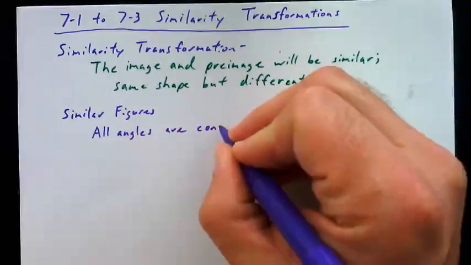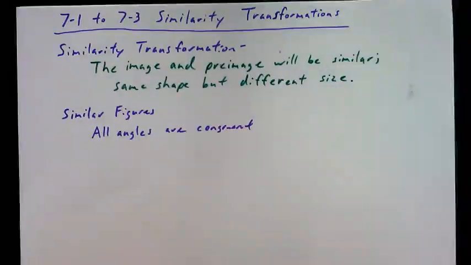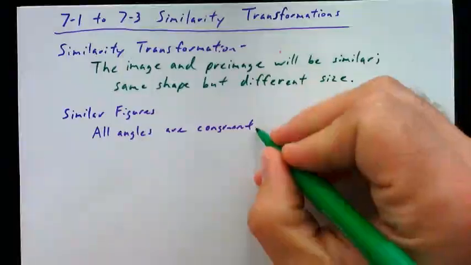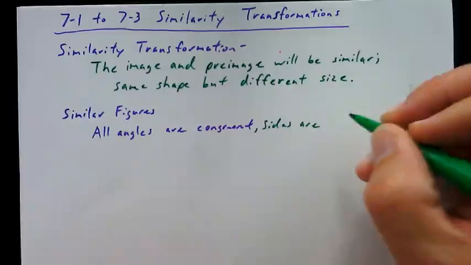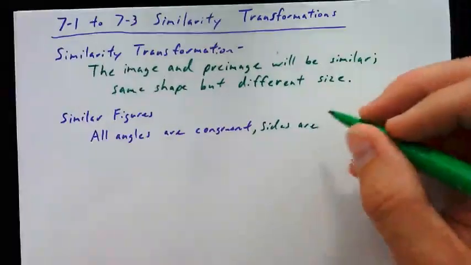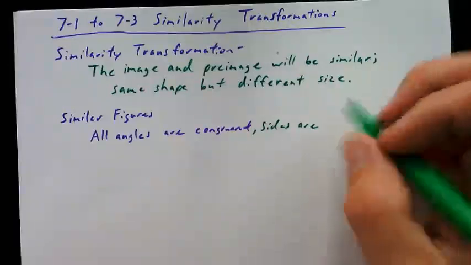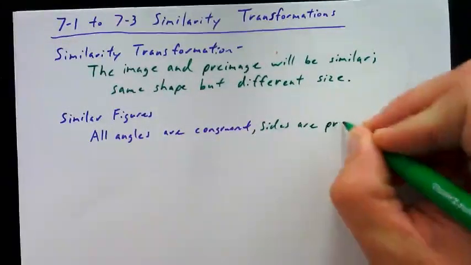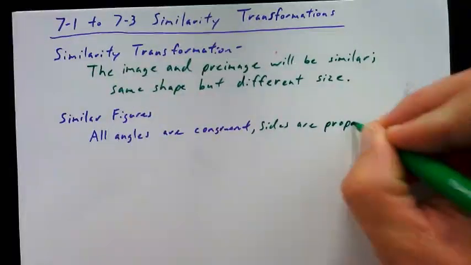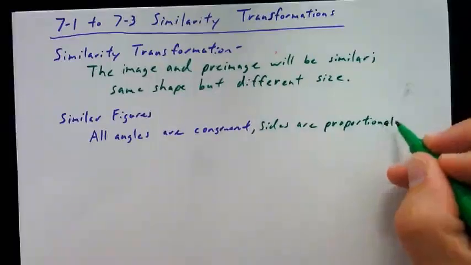So angles are congruent. Sides are proportional. What does it mean to be proportional? Anybody know? Same amount. Same what? Amount.